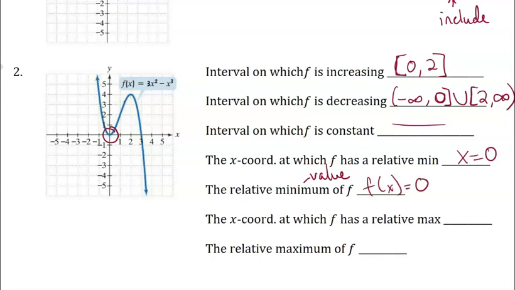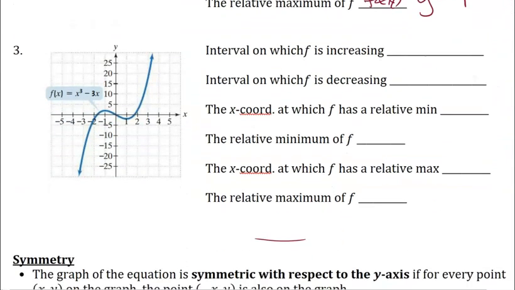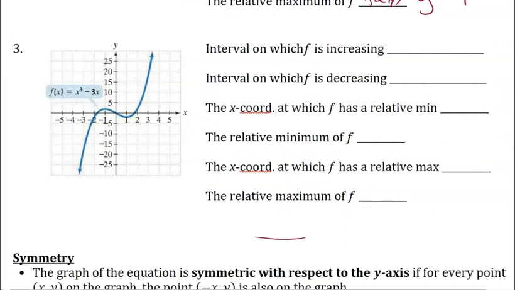Or you could just give the ordered pair (0, 0), and that would be fine as well. X coordinate at which f has a relative max, that's this point right here. So that's at x equals 2. And then the relative max of f, if you put y equals, that's fine as well. Here, I'll put y equals for this one. Y equals, and then the value of the function there is 4. So the max is 4. Okay, once again, pause it, try it, and then come back and see if we get the same thing.